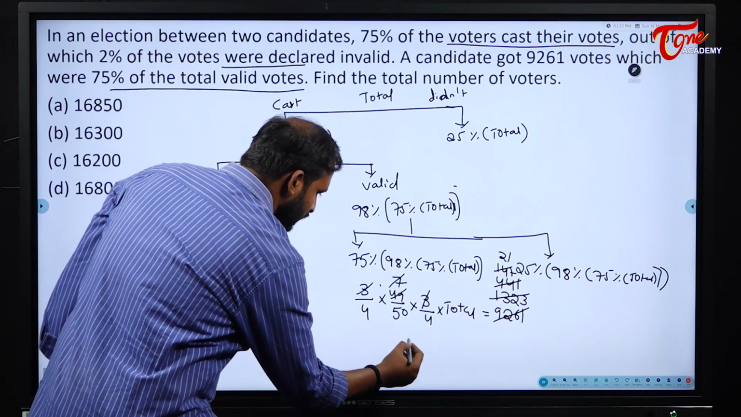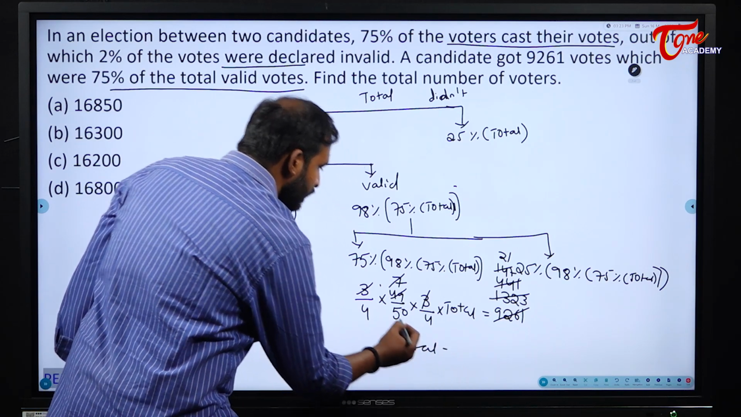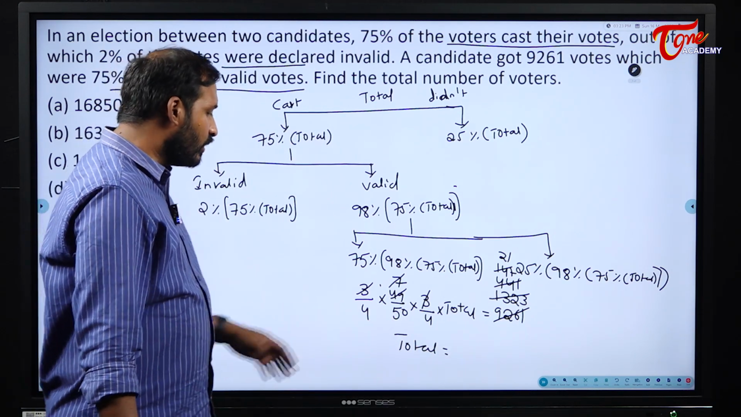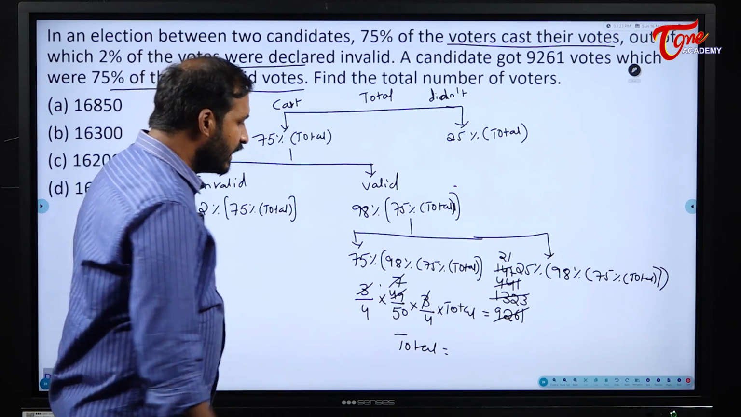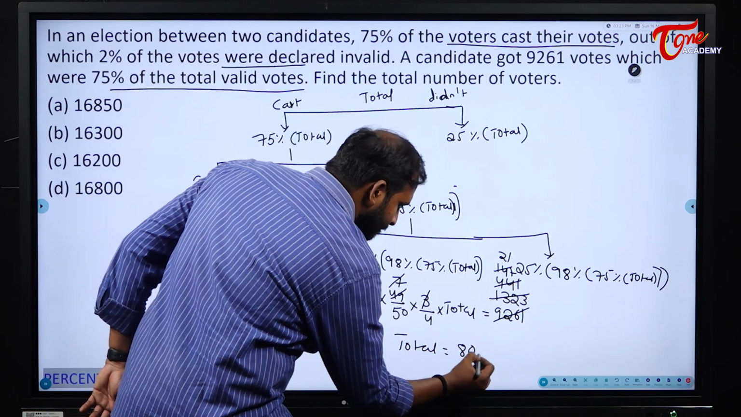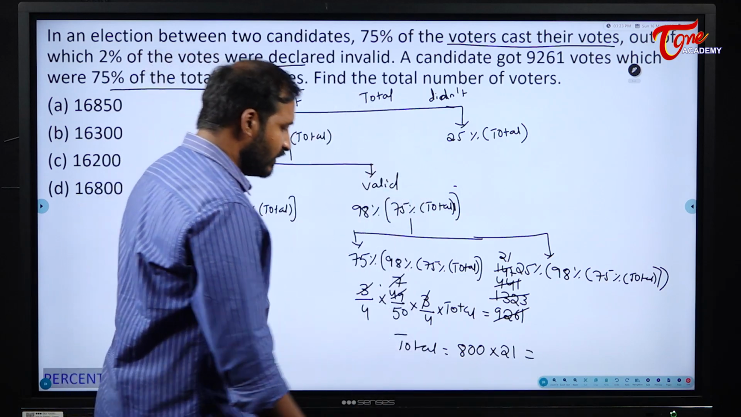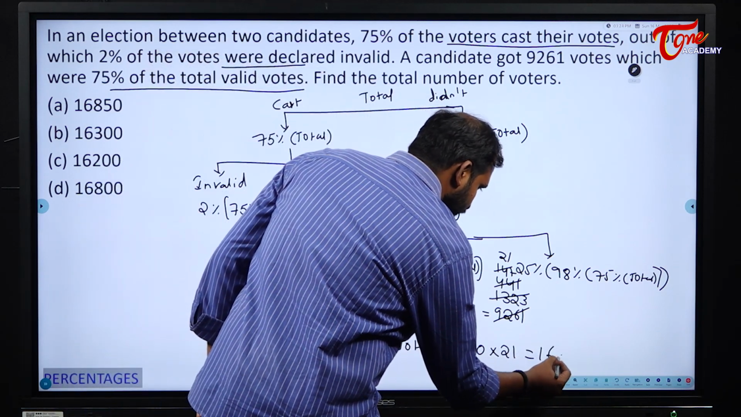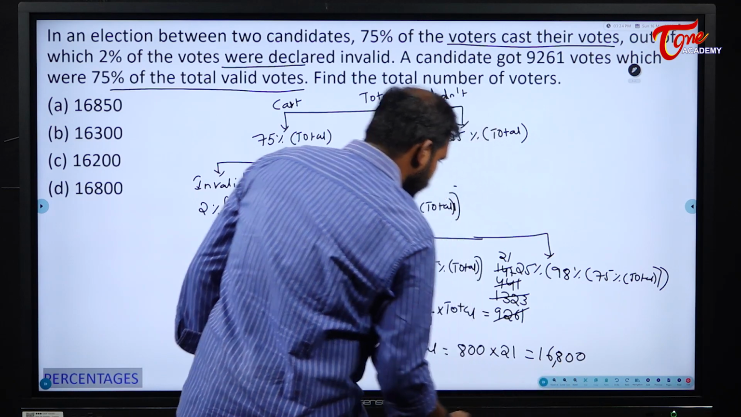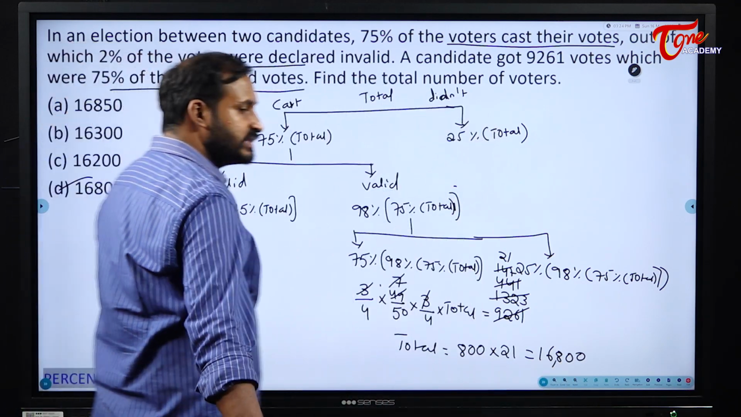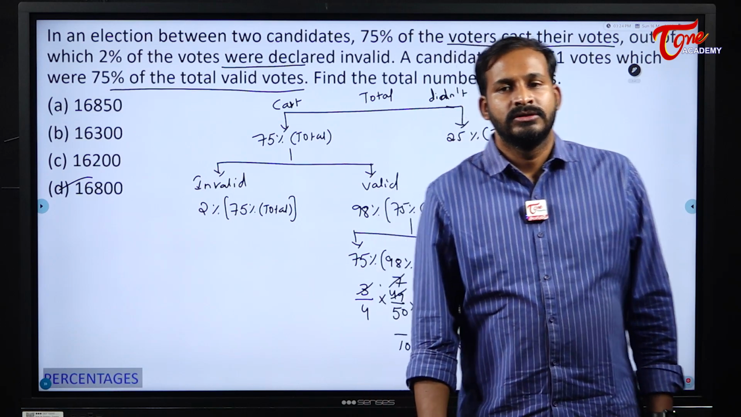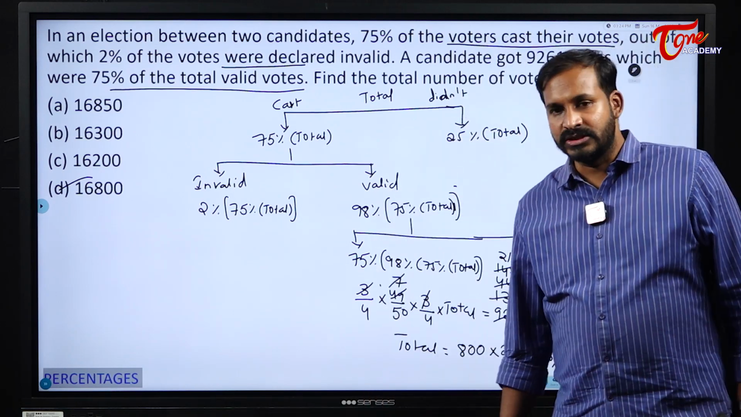So at last, what will the total become for me here? 4 fives are 200. 200 fours are 800. 800 into 21. So what will you get? 21 8s are 168 and 2 zeros. So the total number of voters here is 16,800.